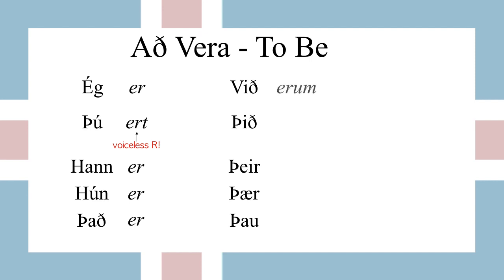We are is við erum. You all are is þið eruð. And then they are is þeir eru, þær eru, and þau eru. This is the only verb in Icelandic where the þeir, þær, and þau form isn't the same as the infinitive.